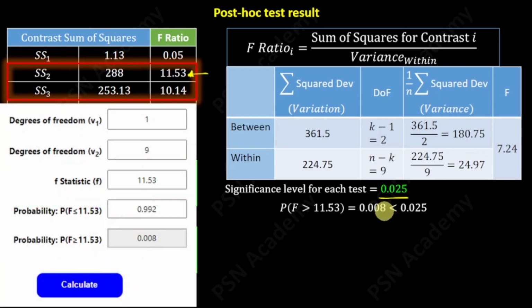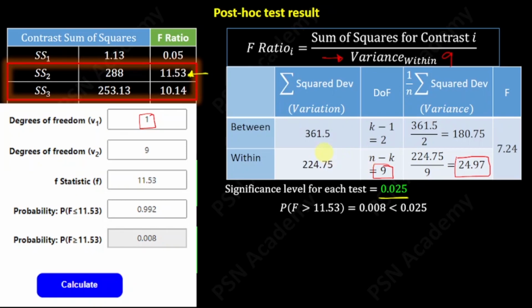So we use one online calculator; there are lots of online calculators available for this kind of calculation. For the degrees of freedom in the denominator, you are not touching the lower side. This is fixed. The variance within is 24.97, and the degrees of freedom is 9, as before.